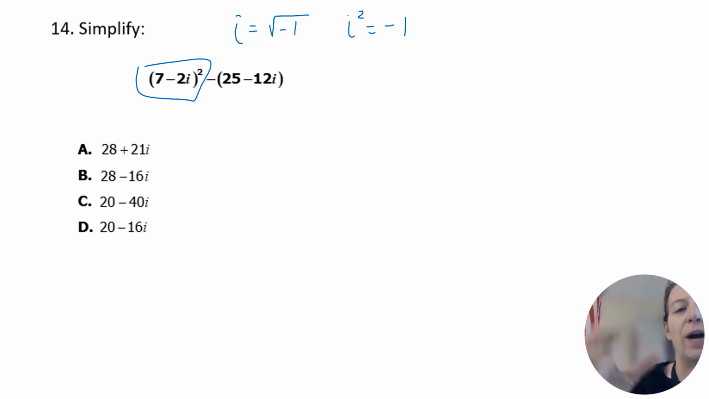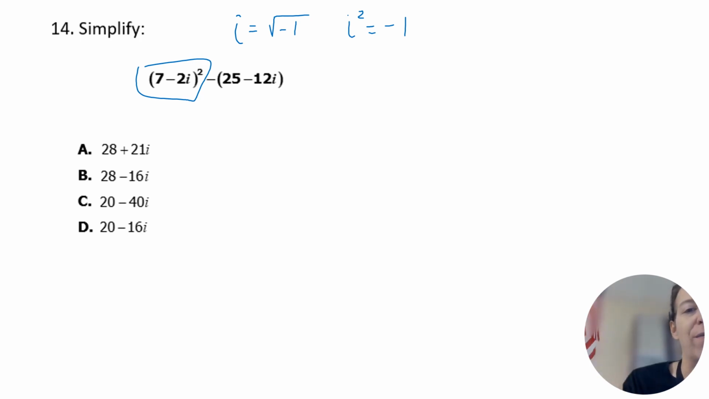Now, notice this piece: 7 minus 2i all squared. You have to follow order of operations, which means you have to subtract before you square it. You can't just do 7 squared minus 2i squared, because then you'd be squaring and doing the subtracting after. And you might say, well, Miss Taylor, it's 7 minus 2i, you can't do the subtraction.